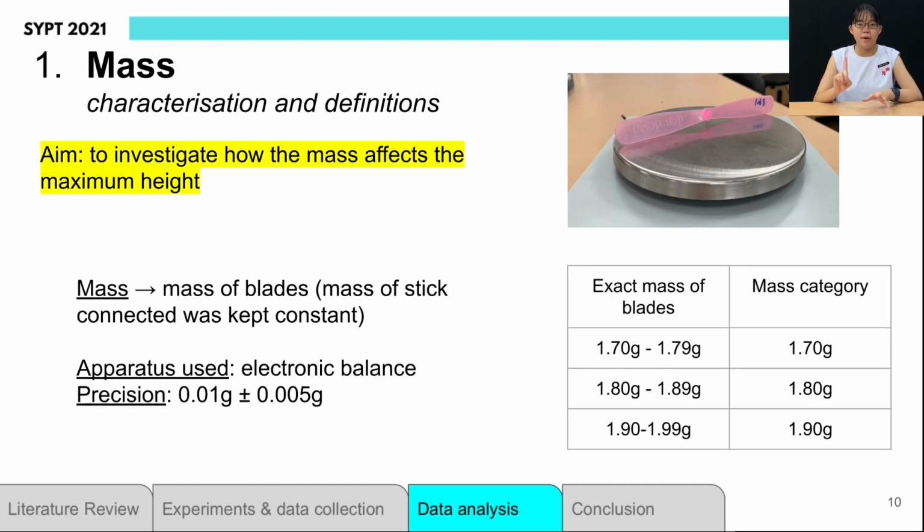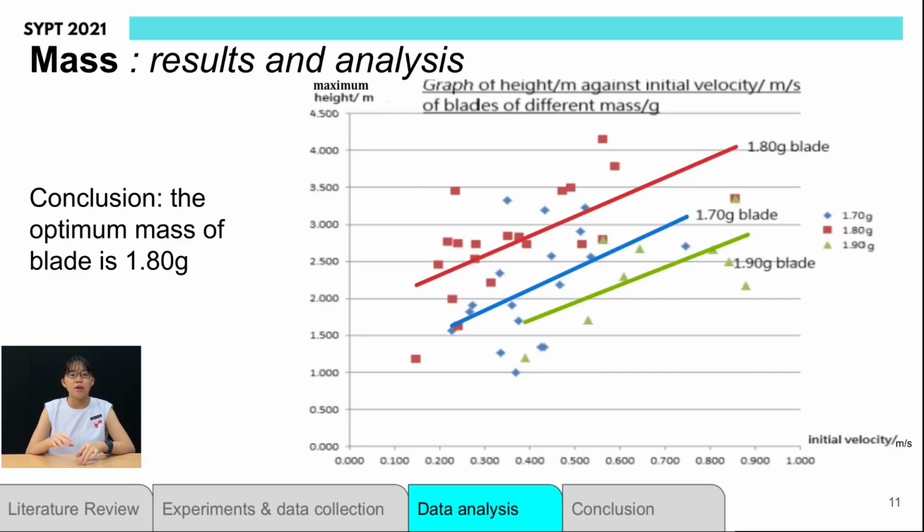In the first experiment, we investigated how the mass of the hand helicopter affects its maximum height and put the blades into different mass categories. The graph of maximum height against initial velocity for different mass shows that 1.8 gram is the optimum mass for the greatest height. However, by theory, the lightest blade should fly the highest.